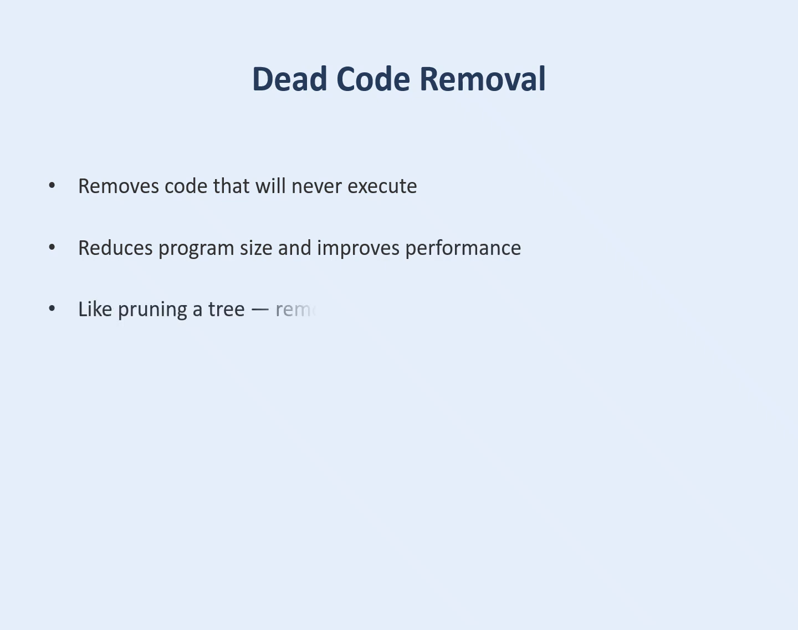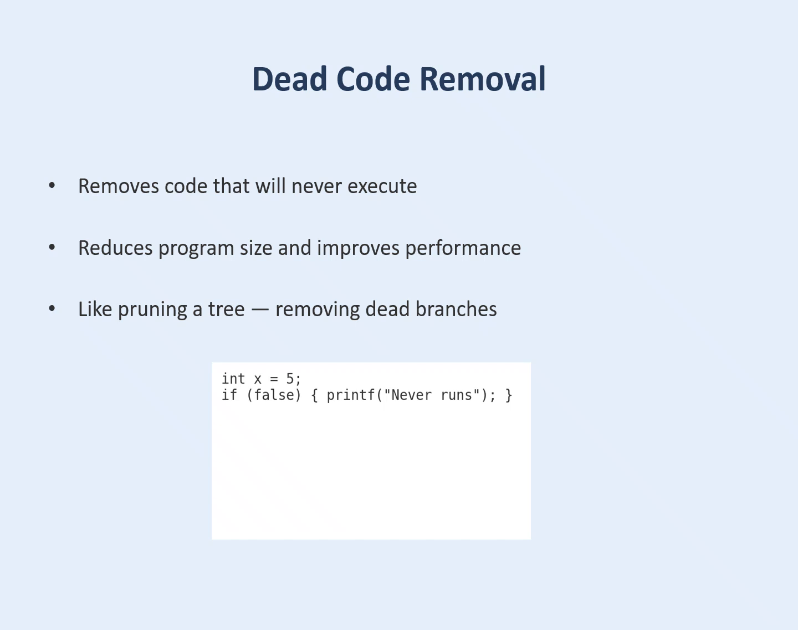Dead code removal is exactly what it sounds like. The compiler finds and deletes code that will never be executed. This not only makes your program smaller, but also reduces the amount of work the CPU has to do. You can think of it like pruning a tree, cutting away dead branches so that the healthy parts can grow more efficiently.